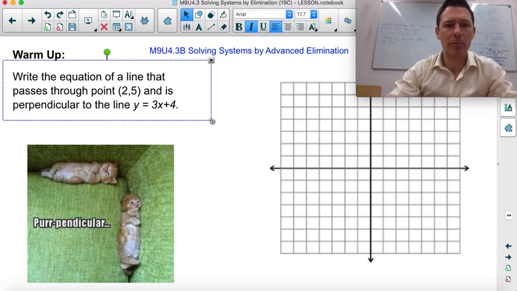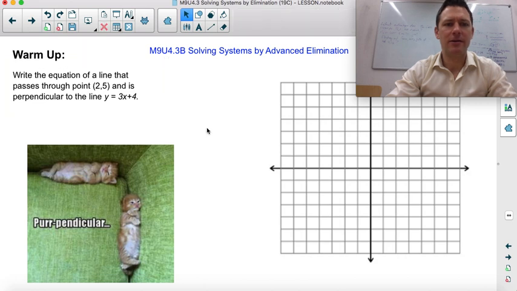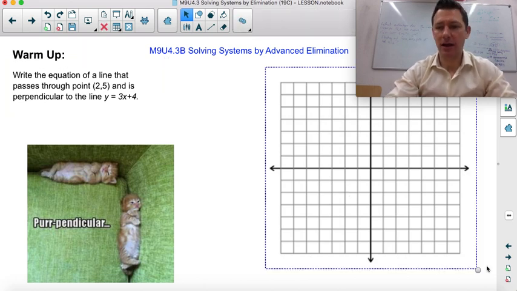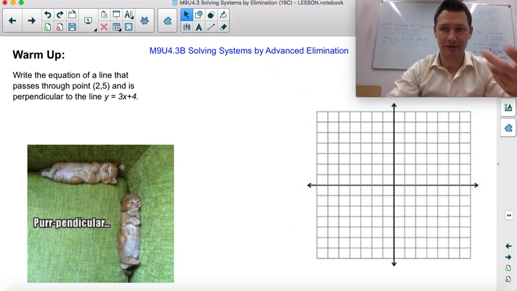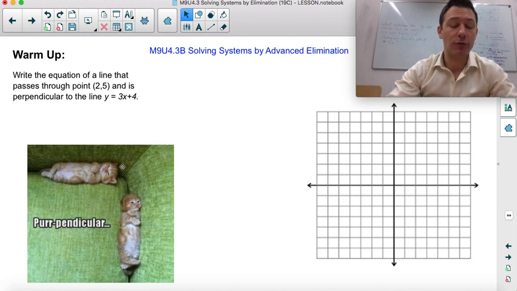Do try this warm-up. It's not elimination, but it will keep you fresh. Yes, you can wait for me to do it, but you should pause me and try to do it on your own. That's how you remember how to do things.